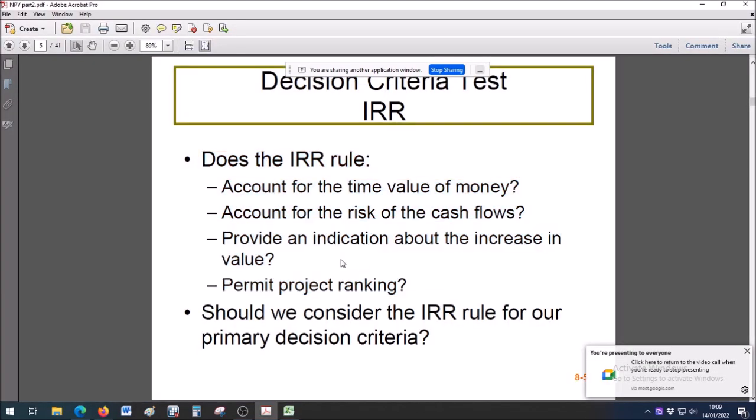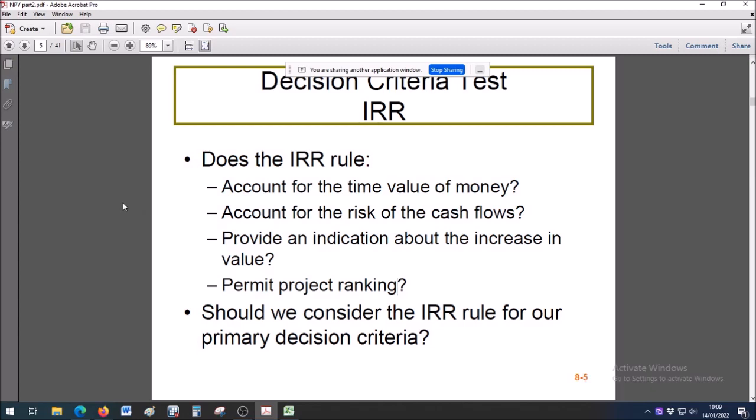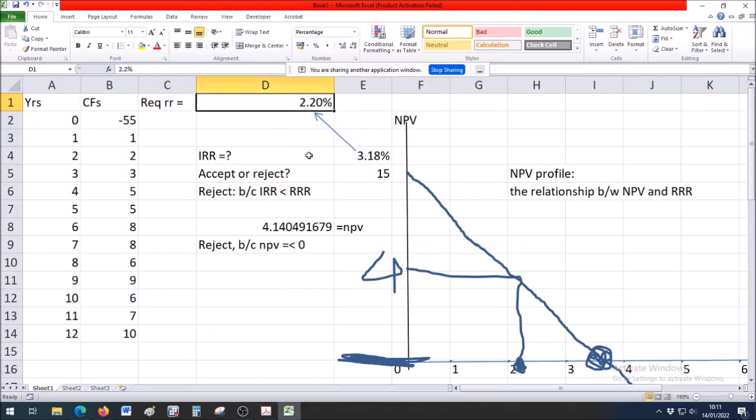Let's have a few questions about the IRR. Does it, for example, take into account the risk levels of the project? How do you guys think? Does the IRR criterion take into account the risk level of the projects in accepting or rejecting them? Here we do take into account the risk because we compare the IRR with the required rate of return, and the required rate of return depends on the risk level.